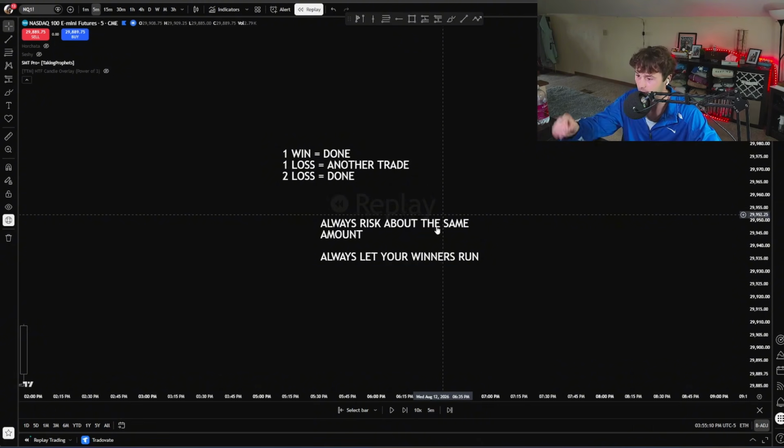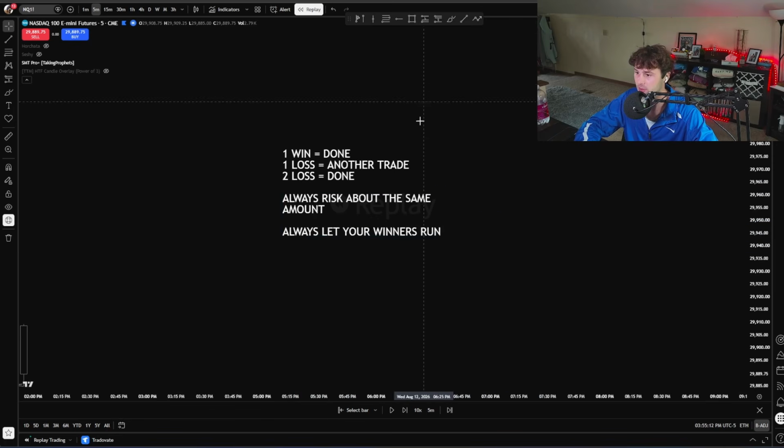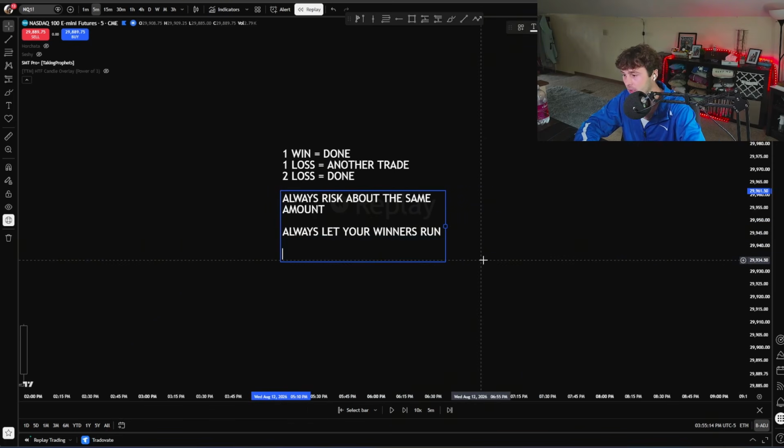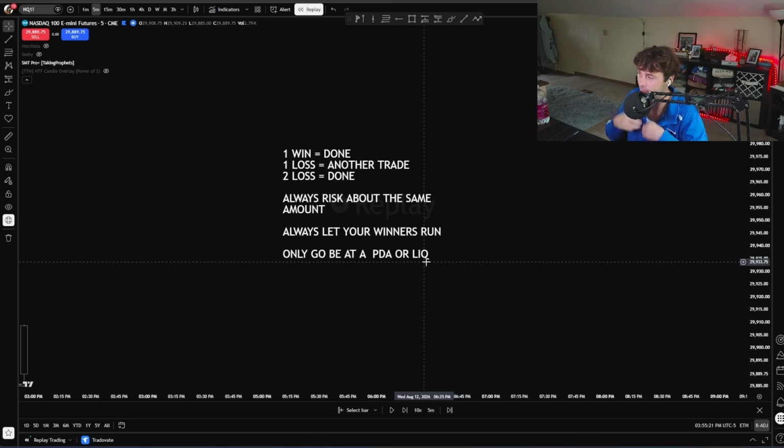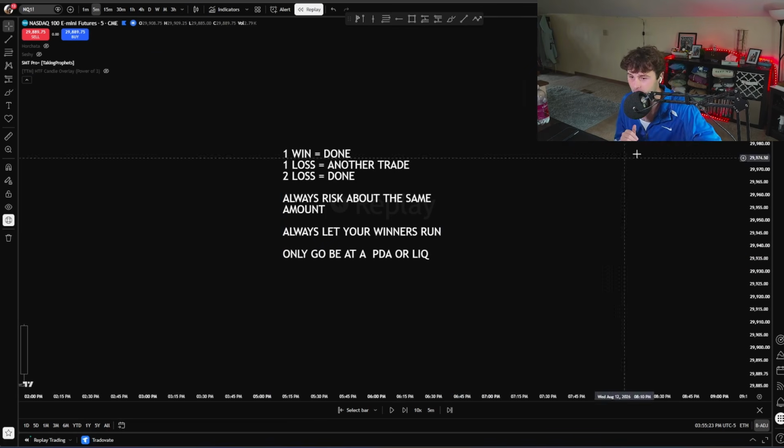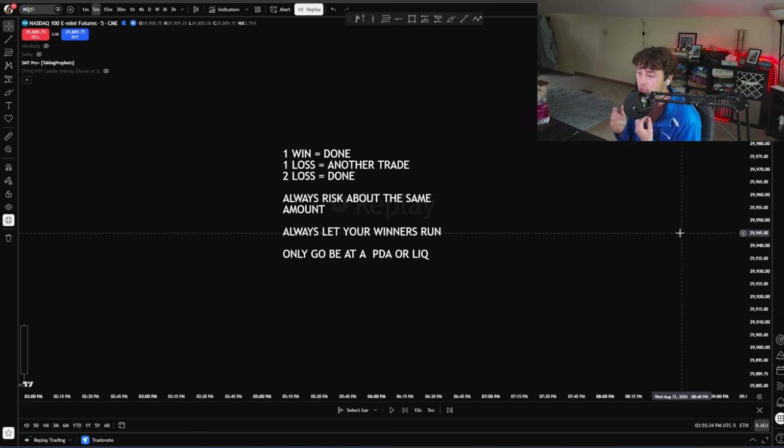That is very crucial. Another thing in terms of risk management is only go BE at a PD array or liquidity. You only go break even once we've either tapped into, maybe it's a 1 minute gap, maybe it's a 1 minute inversion gap, maybe it's a rejection block, maybe it's just a swing low, whatever it is, you only go break even once we've tapped the PD array or liquidity, because too many times price is going to chop around your entry.